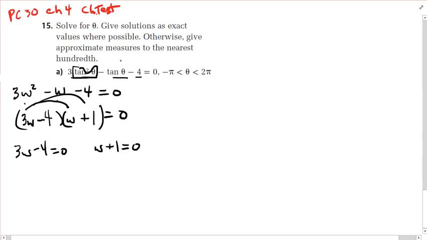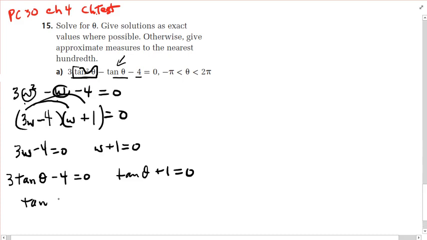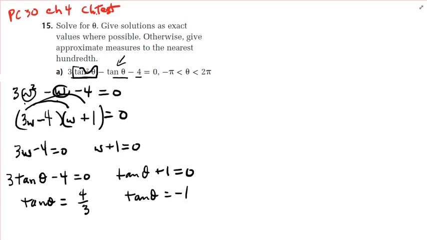Would be a good time to resubstitute our tangent back in here. So I'm going to take w, and I'm going to rewrite that as tan theta. Because that's what we substituted back here, right? We let w equal tan theta to make this factoring a bit easier. So we have this, and we have this right here. So if we solve for tan theta, we get here 4 over 3, and over here tan theta is equal to negative 1. So it looks like we could have exact values for this one.